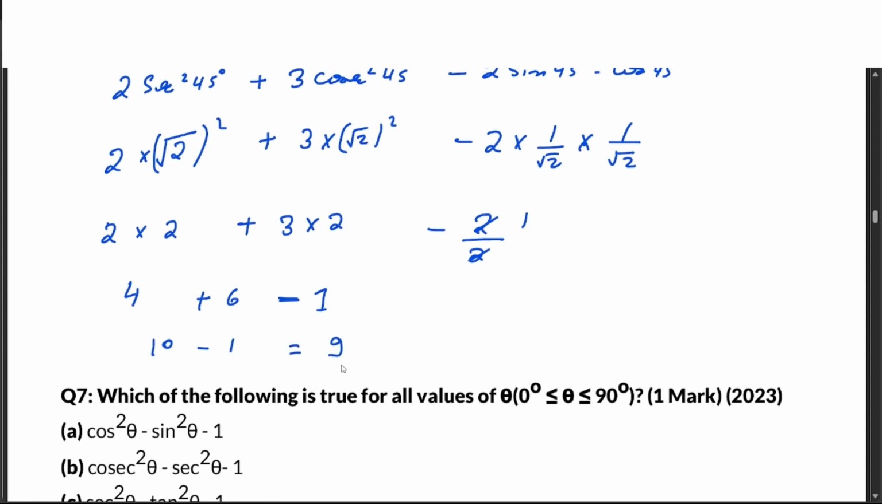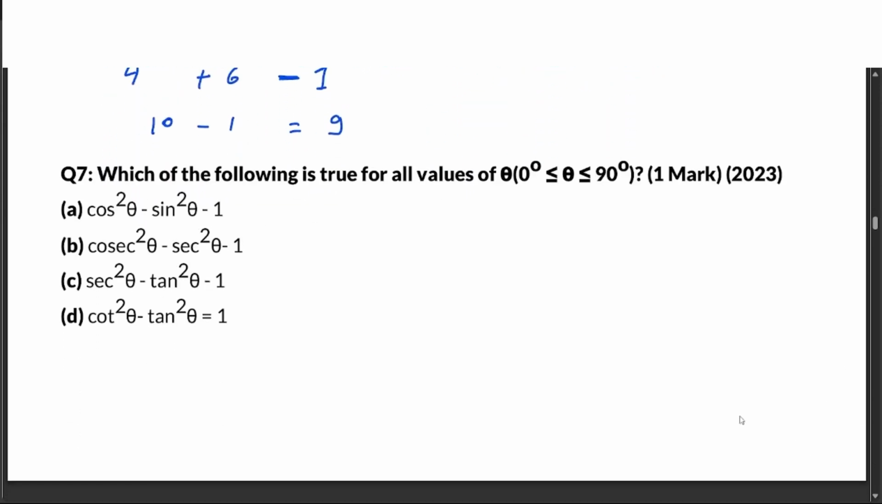So hope it's clear. Now coming to the next question. It is saying which of the following is true for all the values of theta, and here theta should be greater than or equal to 0 but less than or equal to 90 degree. Okay, so make sure you follow this one. I will solve every option so you can understand.